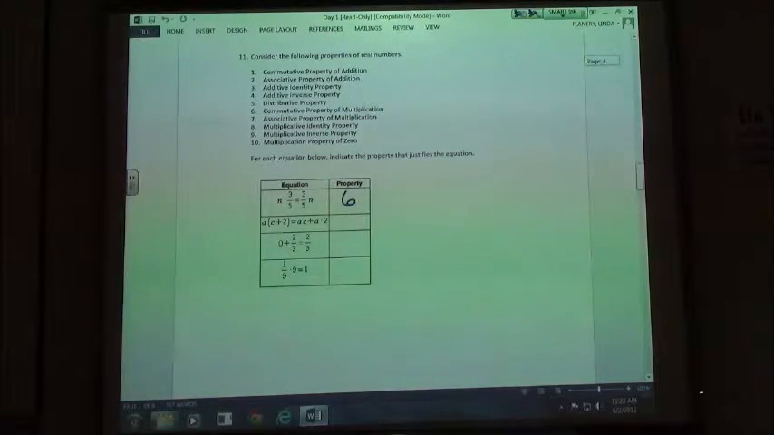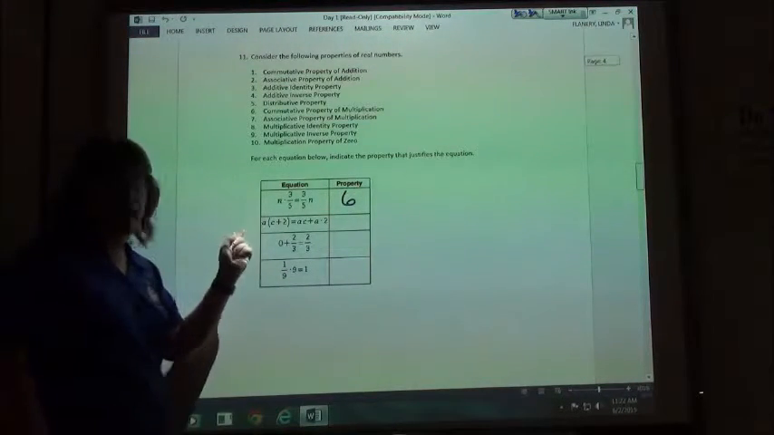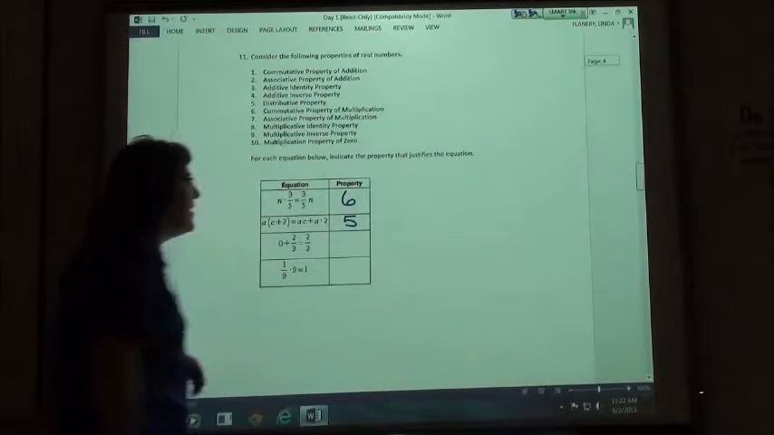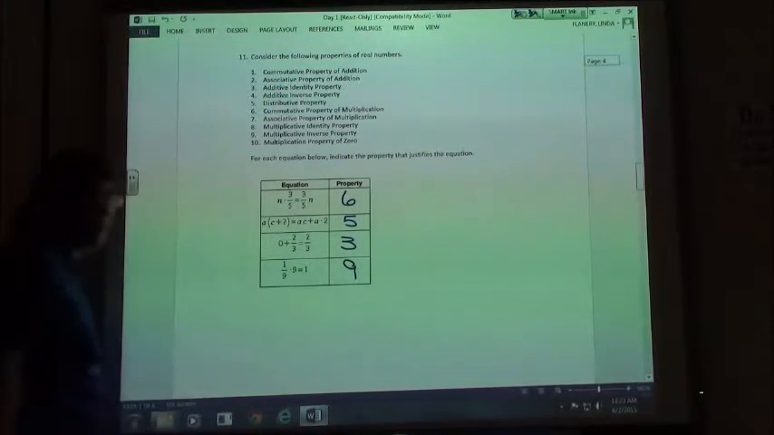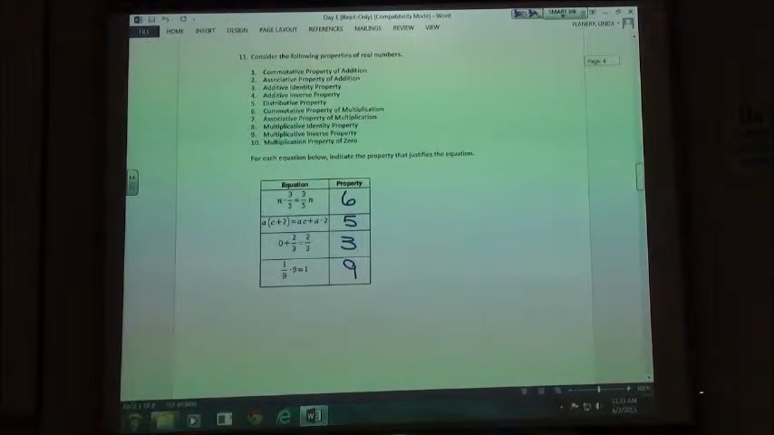The next one, a times c plus 2 equals ac plus a times 2. Which property is it? Distributive. They took the a times the c, then the a times the 2. They got rid of their parentheses. So if one side has parentheses and the other doesn't, that's a pretty good sign of the distributive property. 0 plus 2/3 equals 2/3. Additive identity. I added 0 to something which didn't change its value. That's number 3. And then 1/9 times 9 equals 1. Multiplicative inverse. That's number 9. Something times its reciprocal is equal to 1.